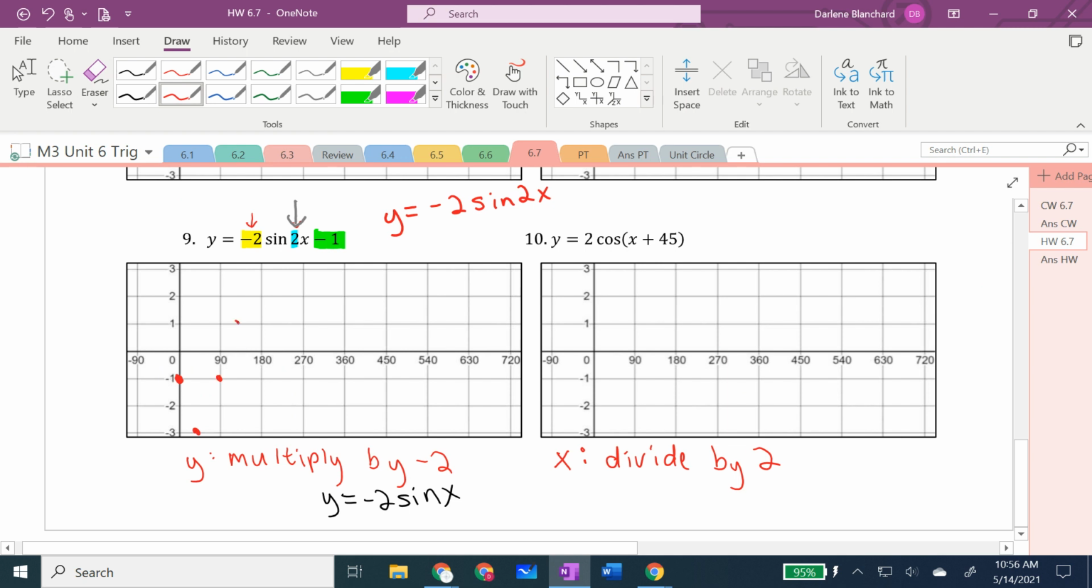So there's my first cycle. Then when I go to draw my second cycle, I just want to repeat this process. I can see that from 0 to 90 degrees, I went halfway through a cycle and created this piece. So that means if I start at 180 and go 90 degrees from 180 over to 270, I'm going to duplicate that exact piece.